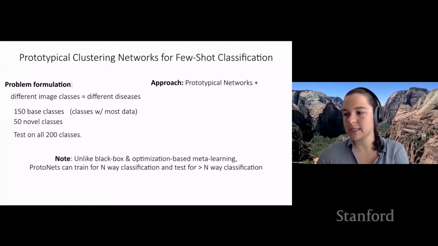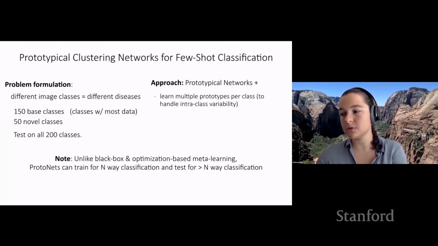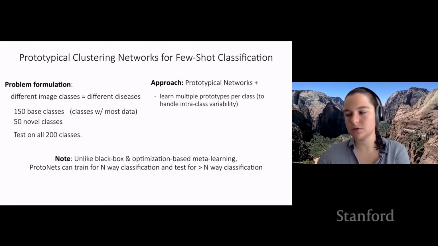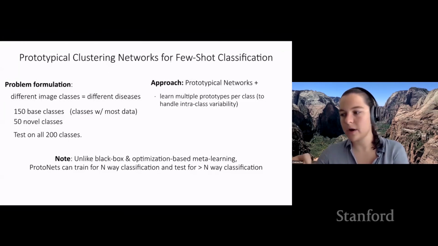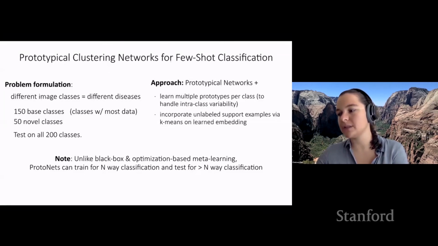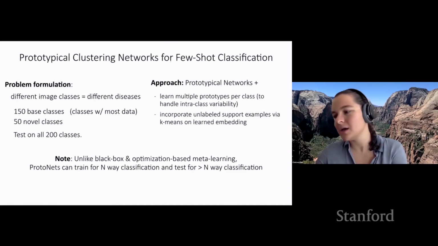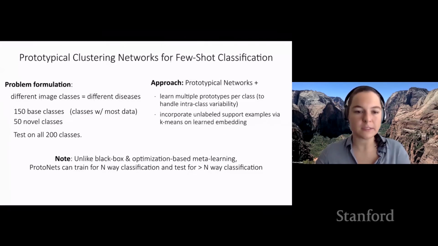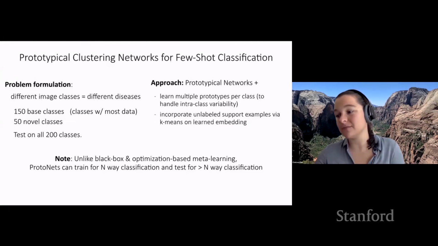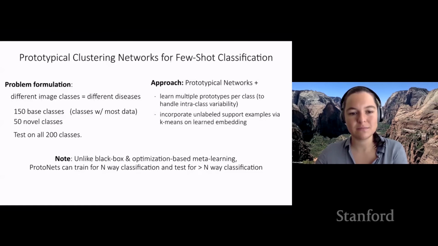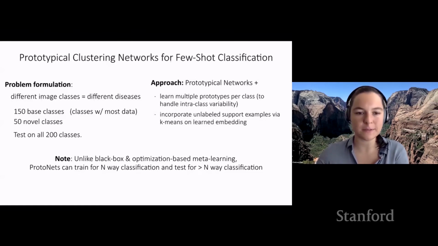So the approach that they take is they take prototypical networks and expand on it in two different ways. First, they learn multiple prototypes per class. This is pretty similar to one of the papers that I was mentioning before, where they learned a mixture of prototypes, and it allows them to handle interclass variability. Second, they also incorporate unlabeled support examples, examples that they don't have labels for, for example the query examples, by doing k-means on top of the learned embedding space. This allows them to leverage these unlabeled examples to better predict the query examples.